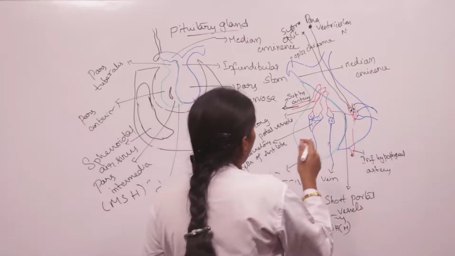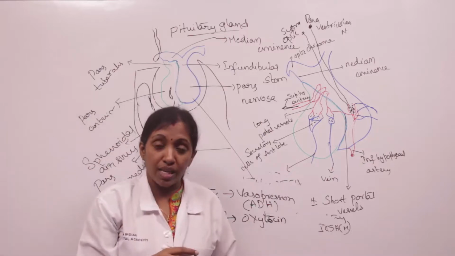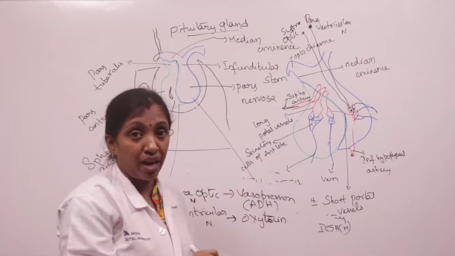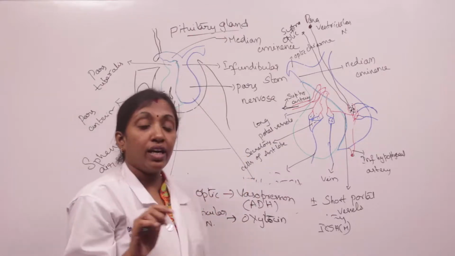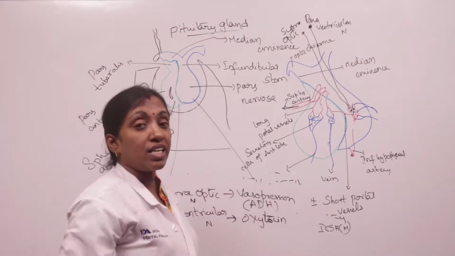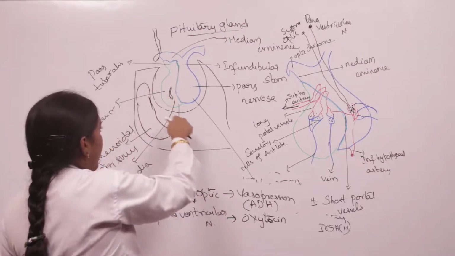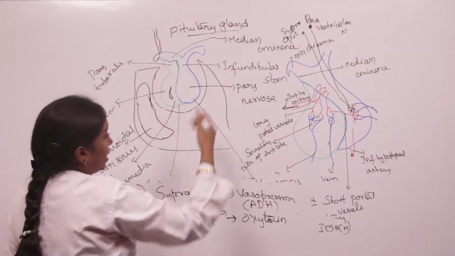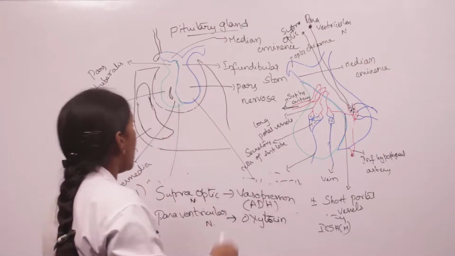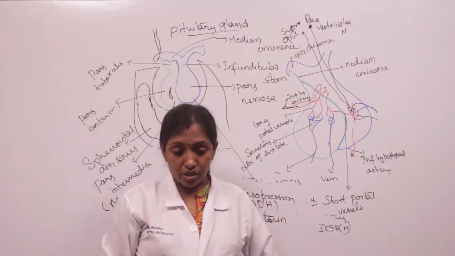One more important thing is the relations of the pituitary gland. Above, it is related to the dorsum sellae, the optic chiasma, and a dural fold, which we call the diaphragma sellae. Below, it is related to the body of the sphenoid and the sphenoid air sinuses, separated by a plate of bone. Posteriorly we have the dorsum sellae and posterior clinoid processes, and anteriorly we have the tuberculum sellae as well as the anterior clinoid processes.